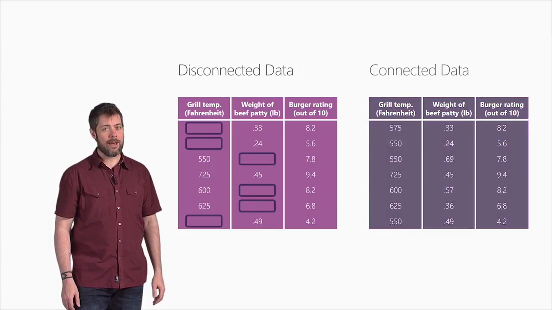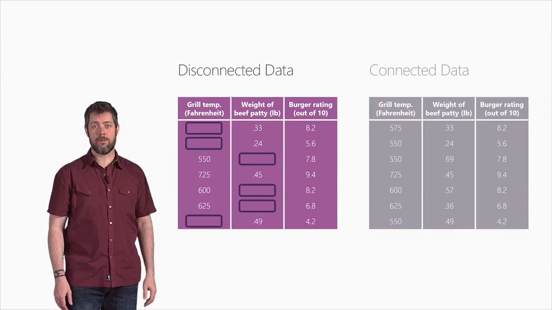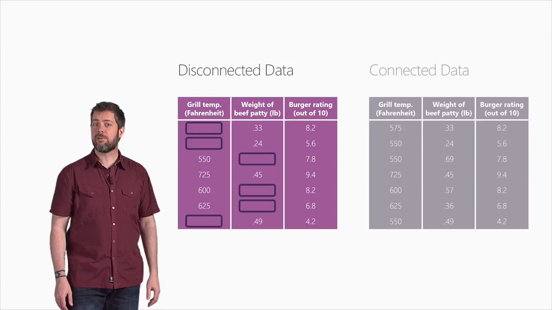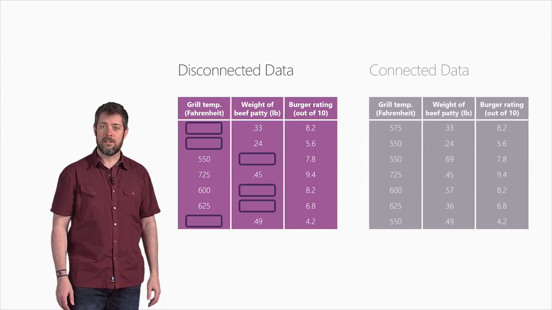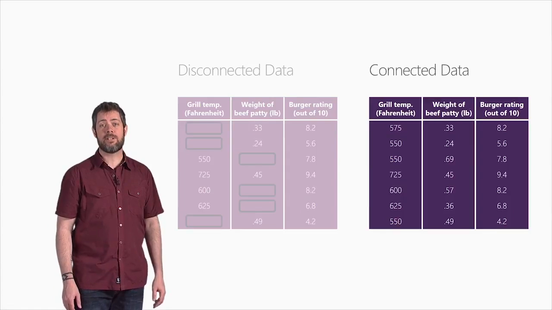Looking at the table on the left, there's so much missing data, it's hard to come up with any kind of relationship between grill temperature and patty weight. This is an example of disconnected data. The table on the right, though, is full and complete, a great example of connected data.